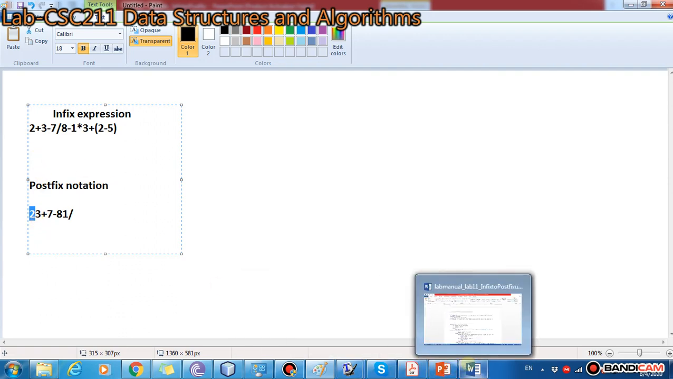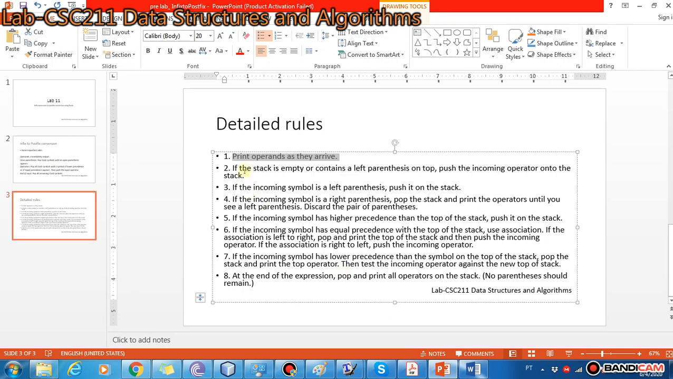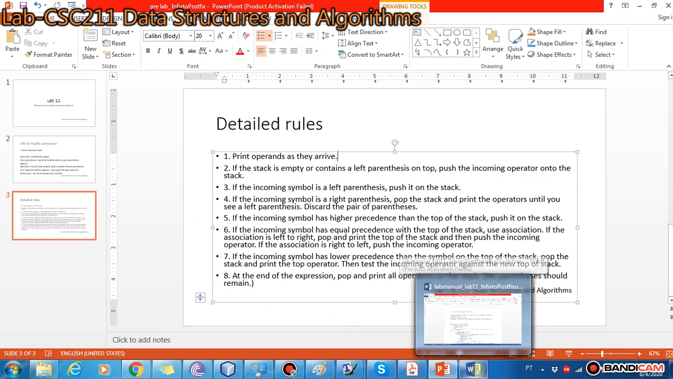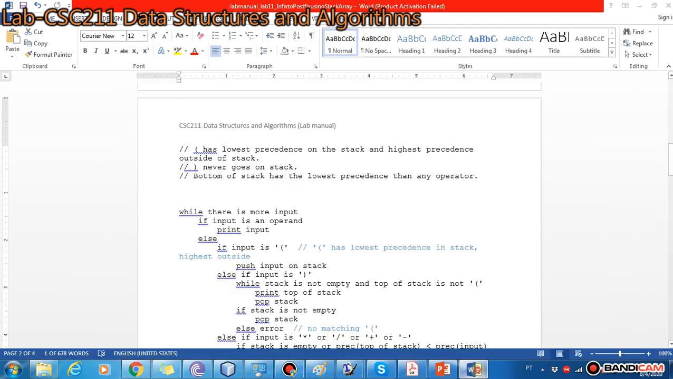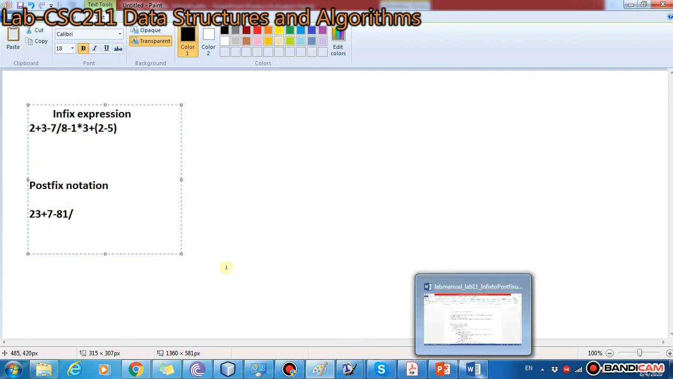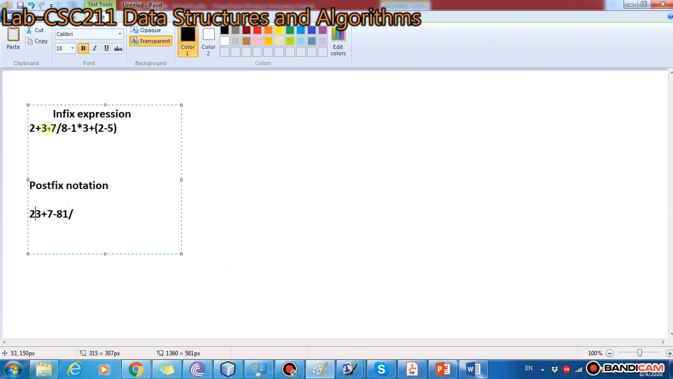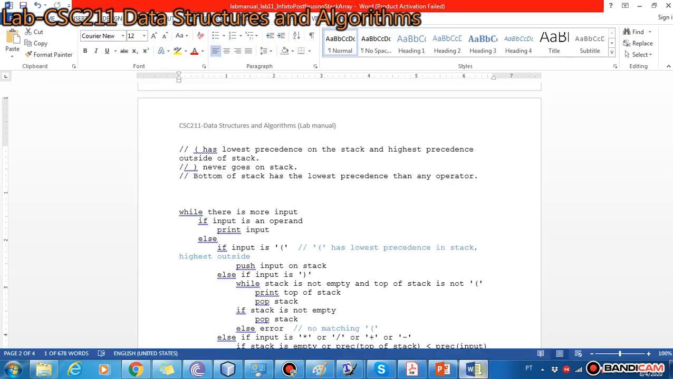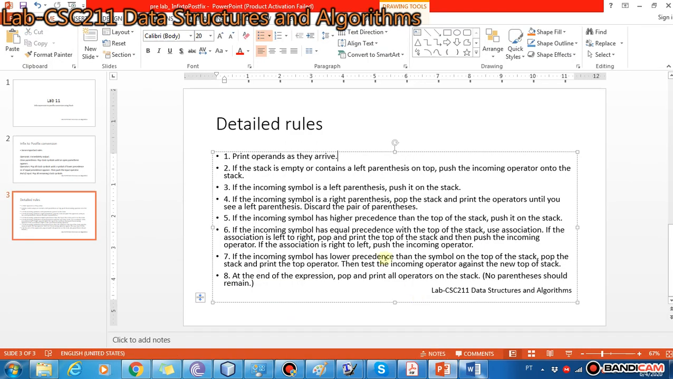So whenever there is an operand, print operands as they arrive. In an infix expression, whenever there is an operand, you just add it to the output string. For example, 2 is an operand, so you just bring it here to the output string. Then, ignoring this plus, 3, you just bring it here. 7, you bring to the output string.